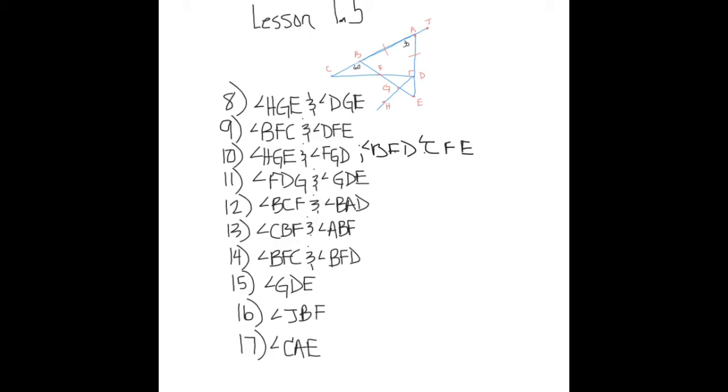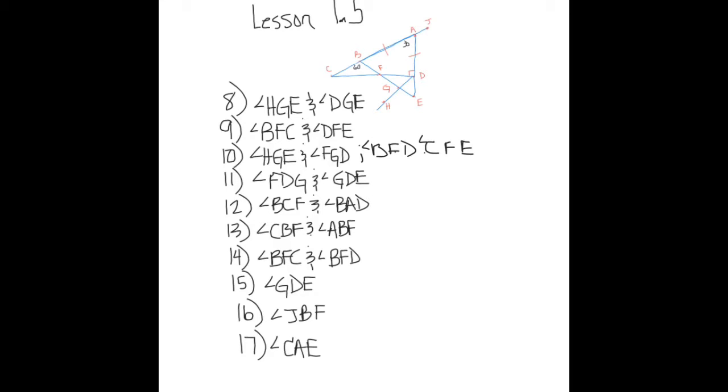Number 11, two complementary adjacent angles. So complementary means they add up to 90. Adjacent, so angle EDG and angle GDF. Number 12, two complementary non-adjacent. That would be angle CBF and angle DAB.